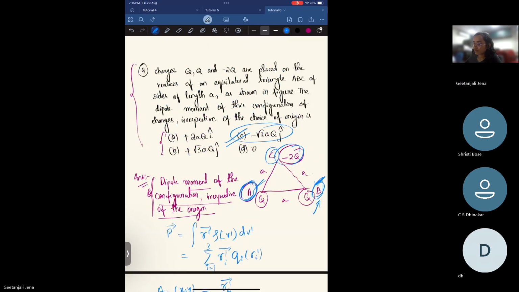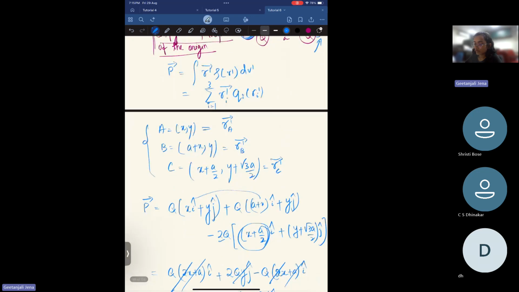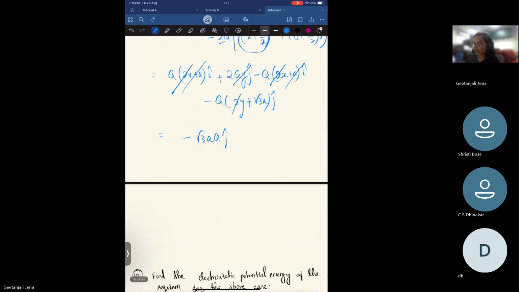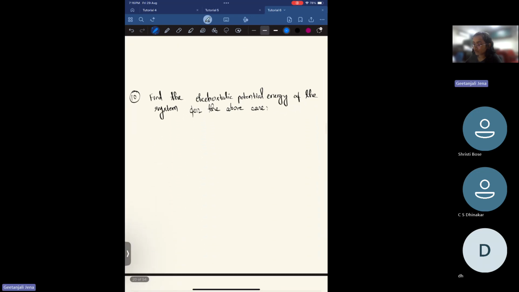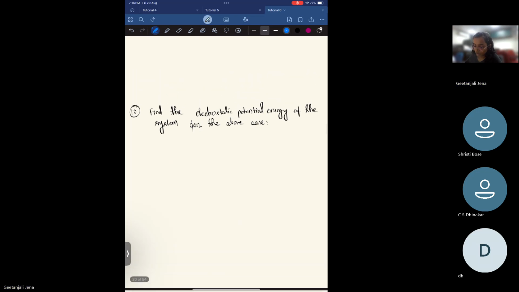Okay. So is this clear? This problem? Feel free to ask me the doubts if you are having any small query in the steps. Okay. So let me move to the next problem.